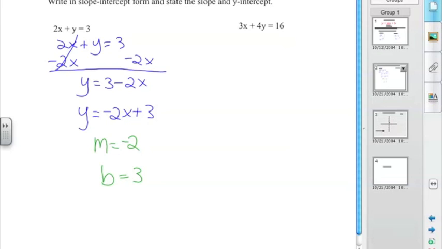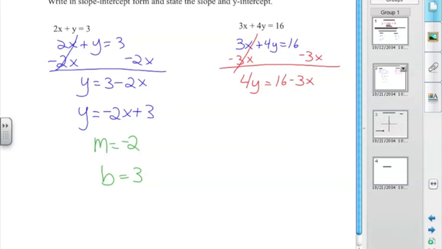Now, you're going to see more that look like 3x plus 4y equals 16. This one's going to take a little bit more work, so we'll go through it step by step. We want the y all by itself on the left. So first we're going to get rid of the 3x. We'll subtract that from both sides. Those go away. So I get 4y equals 16 minus 3x. I'm going to rewrite it so that it's 4y equals negative 3x plus 16.